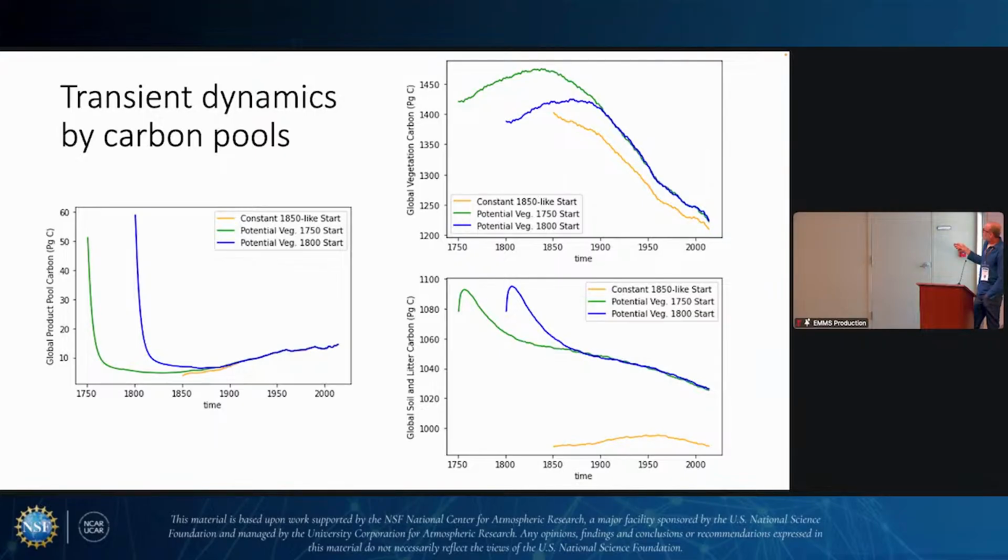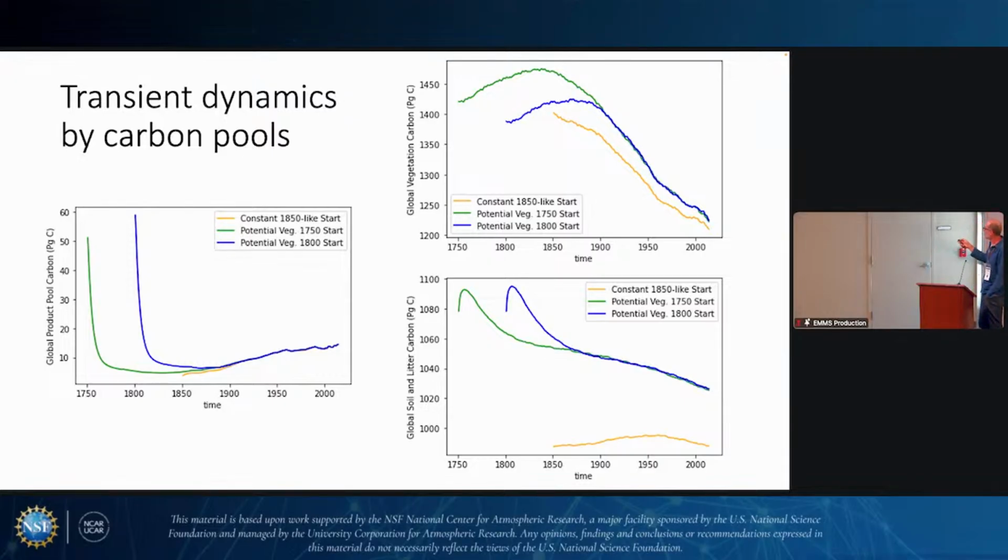And the big difference is in the soil carbon, right? There's just this huge offset in the soil carbon that persists, and a lot of that has to do with the fact that in the simulation, because the C3 grasses were dead, their inputs into the soil carbon were less.